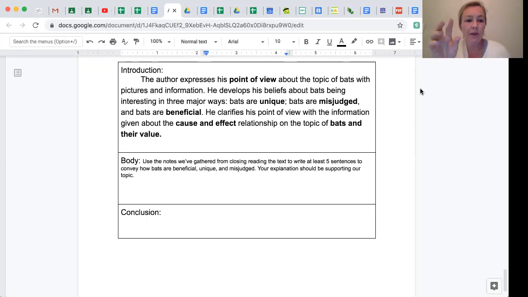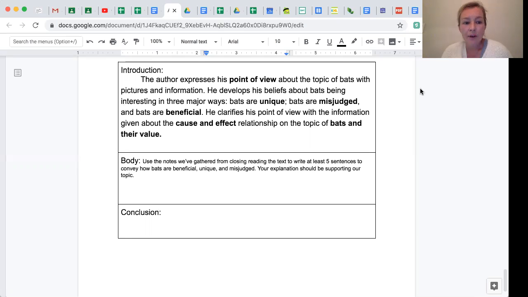So I've put together the introduction of our writing for you. So that's like your guidepost there. Everything that you're writing about within the body and conclusion is going to be connected to the introduction. The author expresses his point of view about the topic of bats with pictures and information. He develops his belief about bats being interesting in three major ways. Bats are unique, bats are misjudged, and bats are beneficial. He clarifies his point of view with the information given about the cause and effect relationship on the topic of bats and their value.